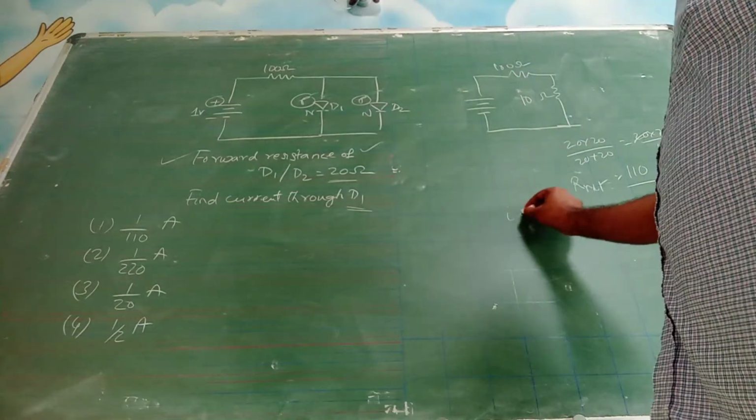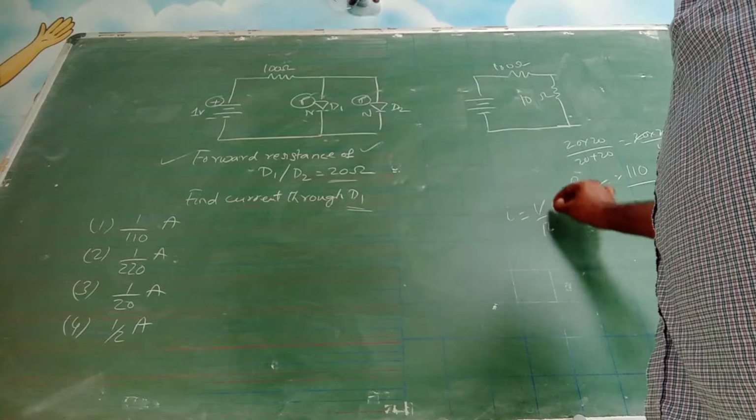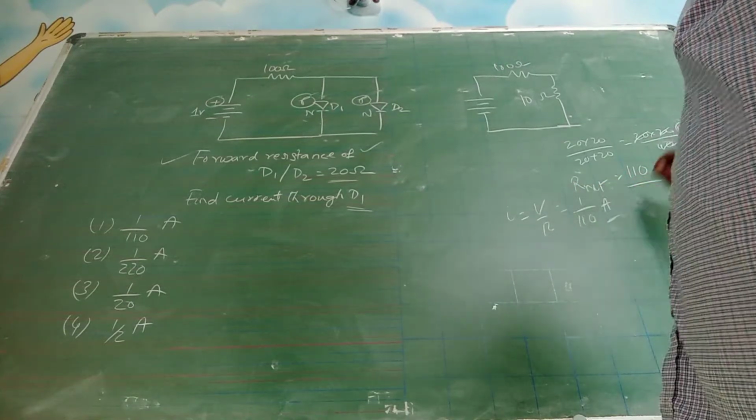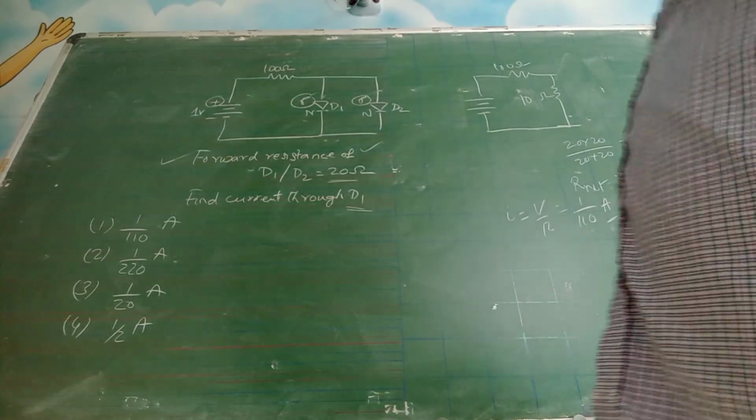So what is the current? Current is V by R. So V is 1. This is 1 by 110 amps. Okay. So the answer is this.